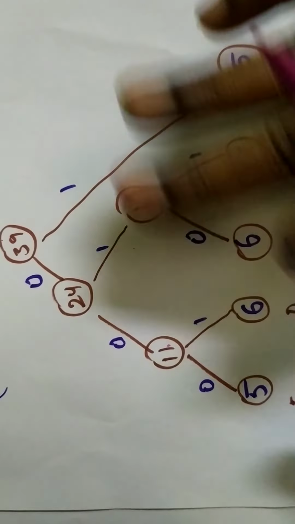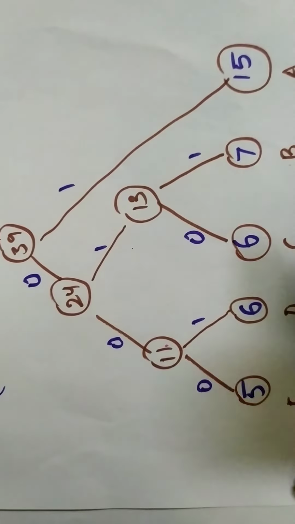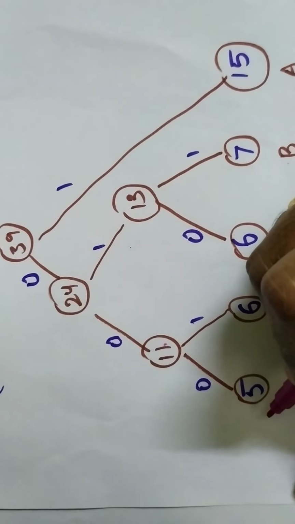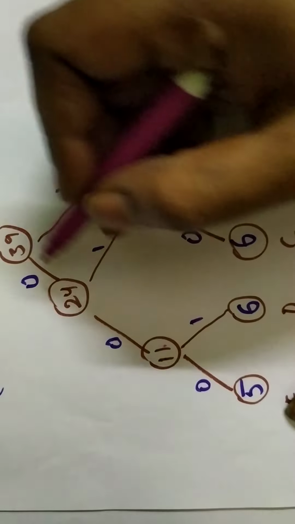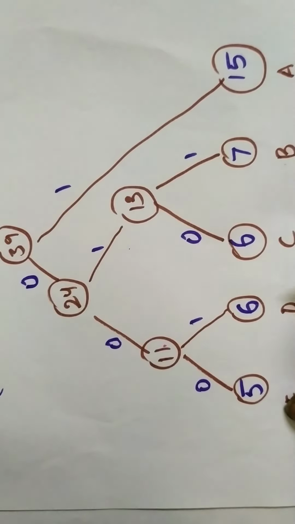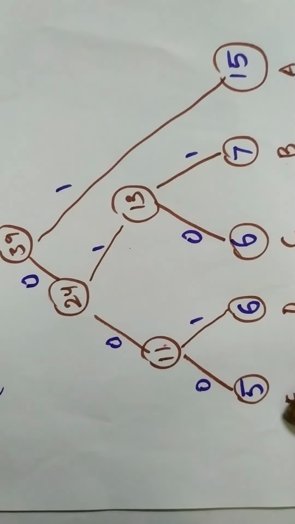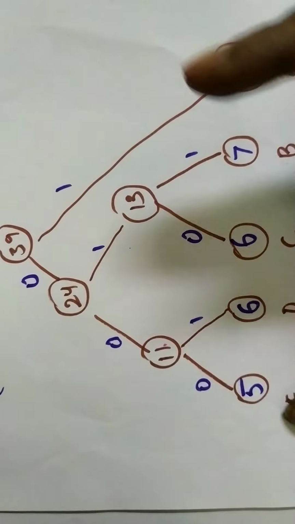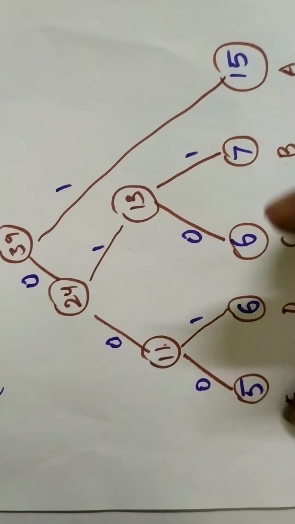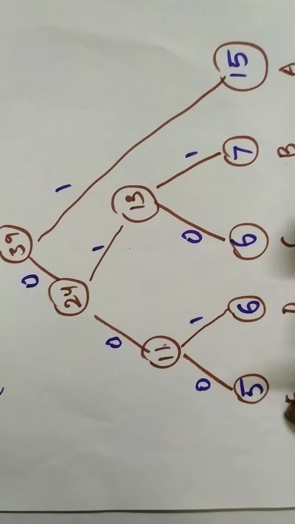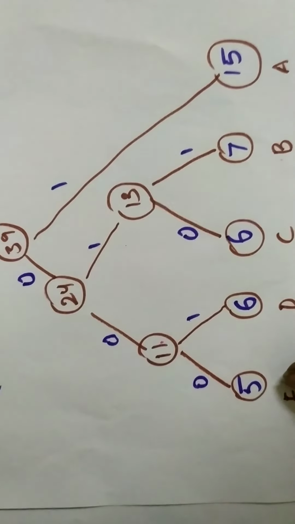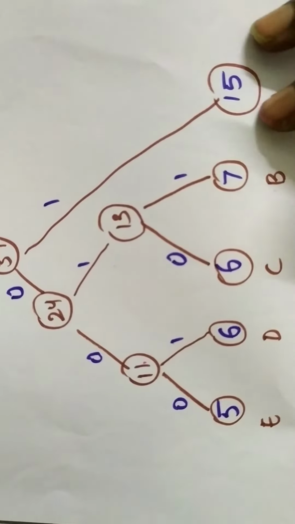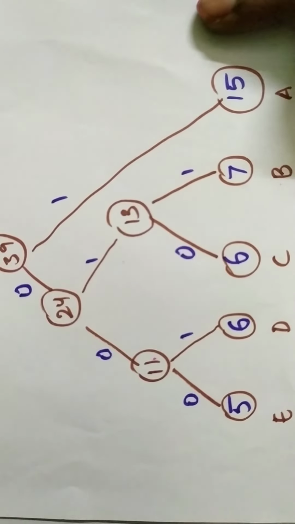After constructing this tree, you have to add zeros to the left edges and 1 to the right side. Assign zeros to the left edges of this tree and assign 1 to all right side edges. That is our next step. After assigning zeros and ones, we have to encode the symbols. How to encode the symbols?